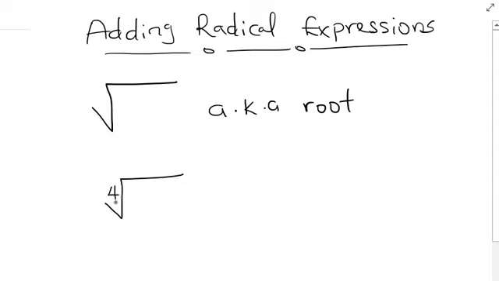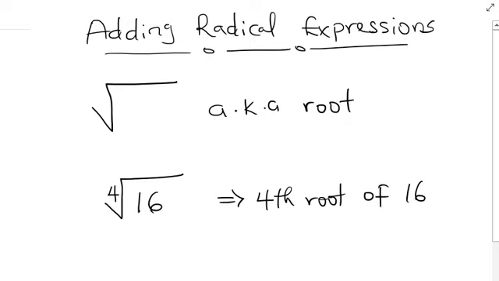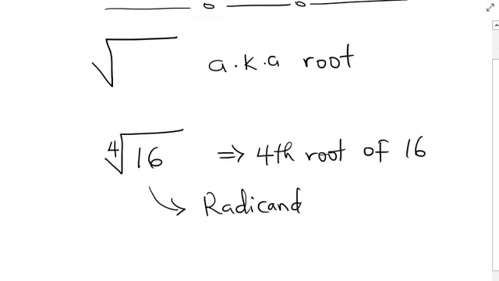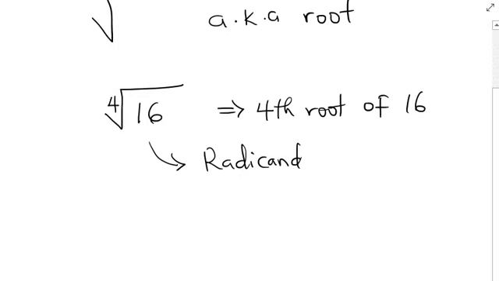So if you have 4 written here, what this is telling us is that we are asked to find the fourth root of 16, and 16 has a name. We call this the radicand. So we are asked to find the fourth root of the radicand, which is the fourth root of 16.